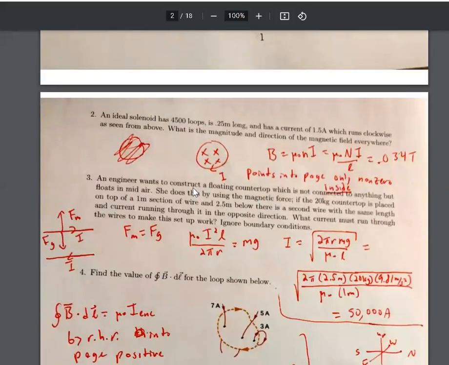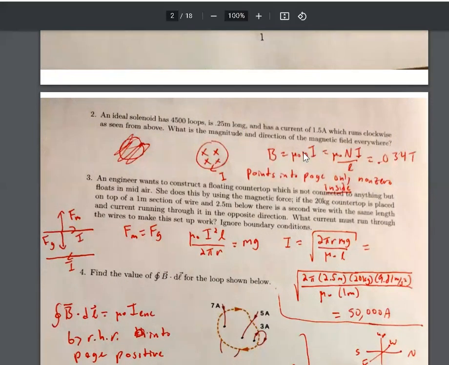Okay, so an ideal solenoid has 4,500 loops and is 0.25 meters long. It has this current, and the current runs clockwise as seen from above. What is the magnitude and direction of the magnetic field everywhere? So I've drawn it from above here. So the current is running clockwise. It's running like this.